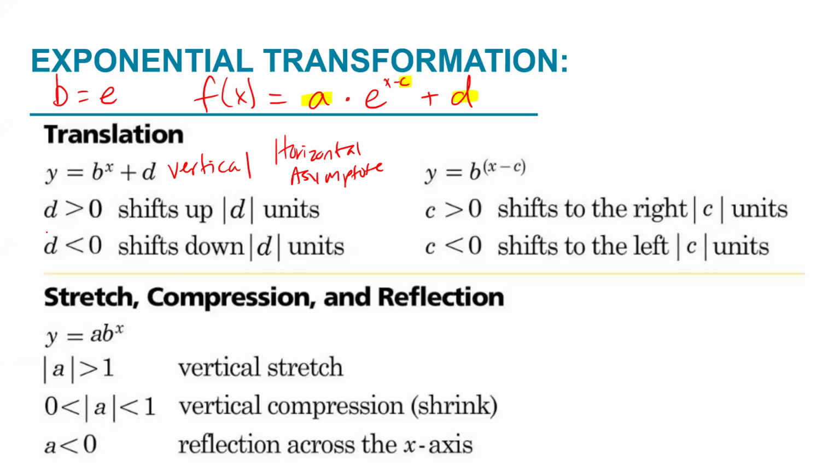Okay? When D is greater than zero, meaning when D is positive, it is going to cause our graph to go up, which means that to each Y value, we're adding that D amount. When D is less than zero, meaning that D is negative, it's going to cause our graph to shift down, which means to each one of our Y values, we are subtracting D.